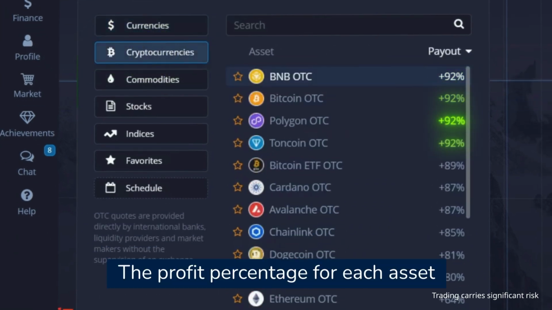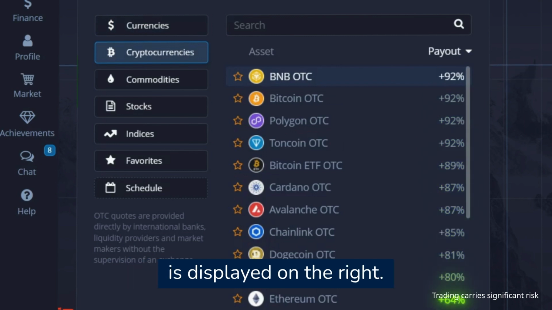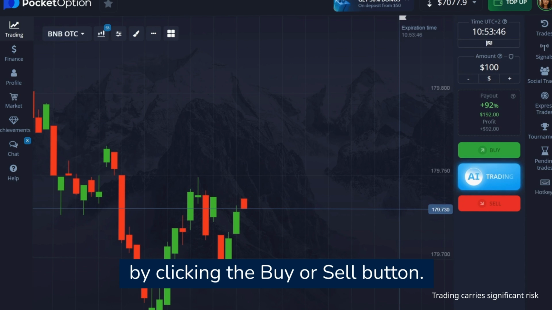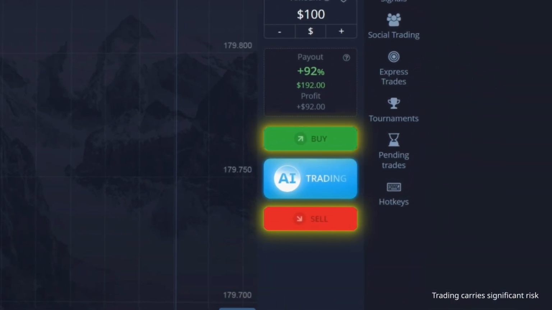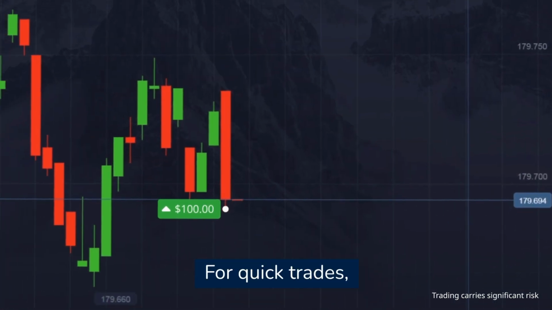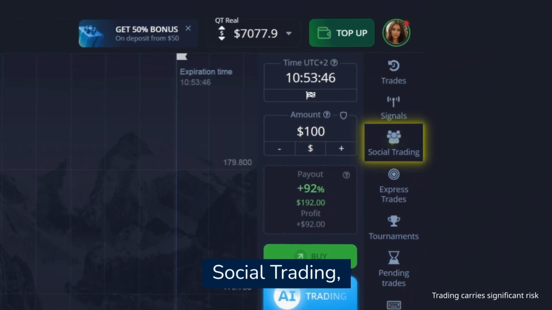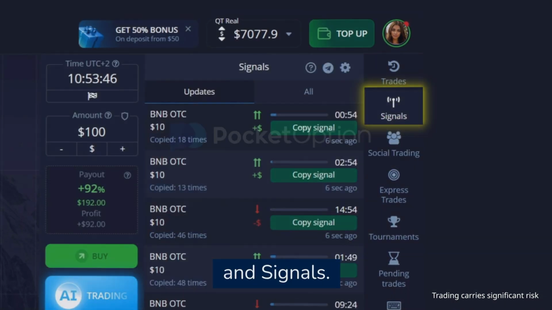The profit percentage for each asset is displayed on the right. Once you've made your decision, open a trade by clicking the Buy or Sell button. For quick trades, you can also use features like AI trading, social trading, and signals.